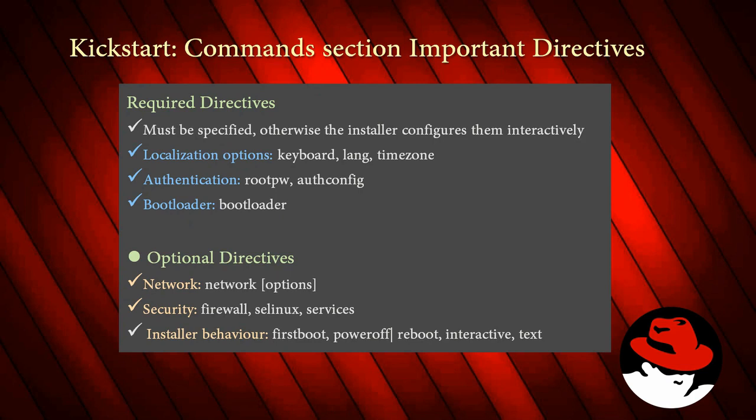The command section has important directives. The required directives are the localization options, the authentication, the bootloader. They must be specified, otherwise the installer configures them interactively. The localization options include keyboard, language, time zone, as per your local location. For authentication, the root password, authentication configuration, and other things have to be defined. The bootloader has to be defined. It has optional directives like network, security and installer behavior. The security concerns the firewall, SELinux, services, and others.